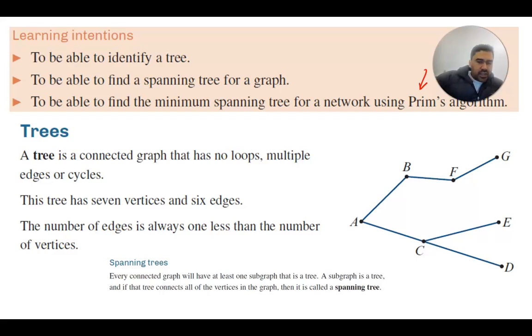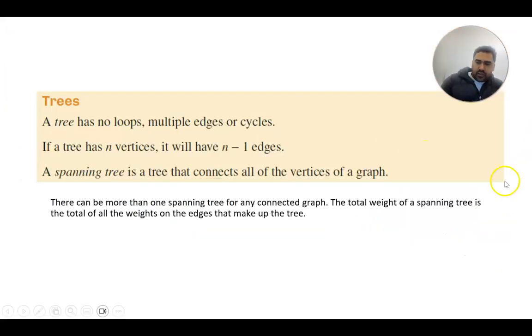And a spanning tree: every connected graph will have at least one subgraph within it that is considered a tree, provided that it's connected. A subgraph is a tree, and if that tree connects all the vertices in the graph, this is called a spanning tree. Now this is important when we're looking into minimum spanning tree problems. A few key notes: a tree has no loops, multiple edges or cycles, has n-1 edges if it has n vertices, and a spanning tree is a tree that connects all the vertices of the graph.